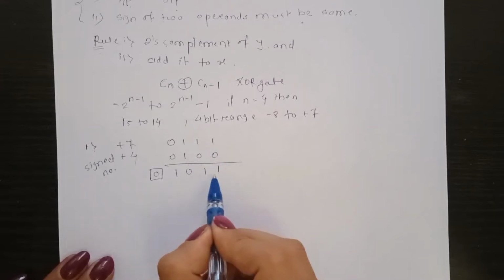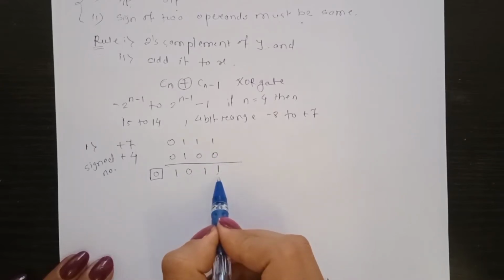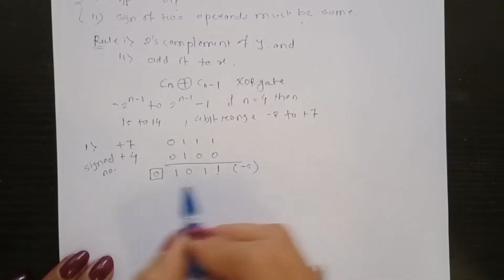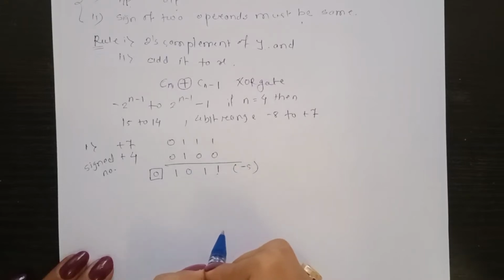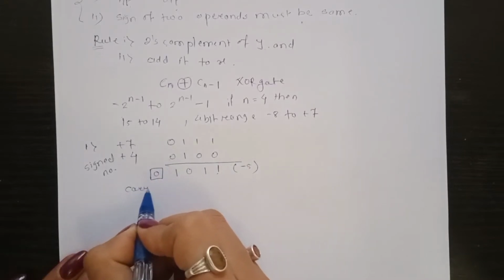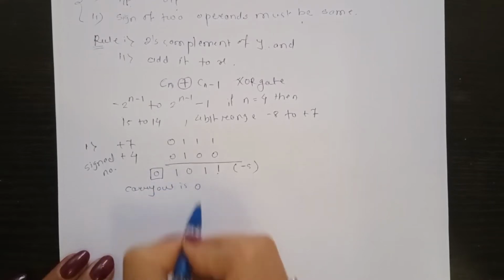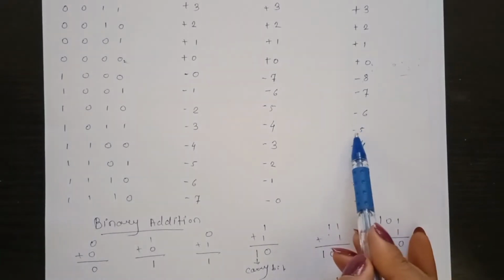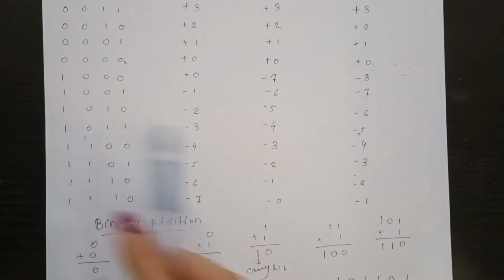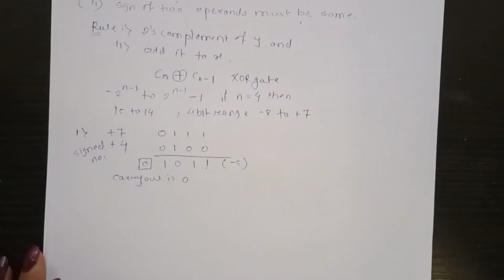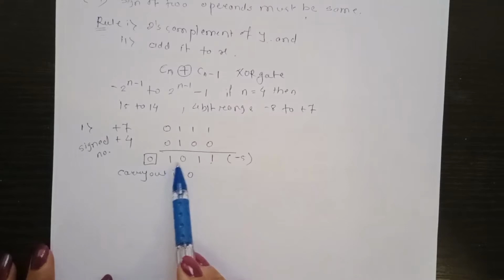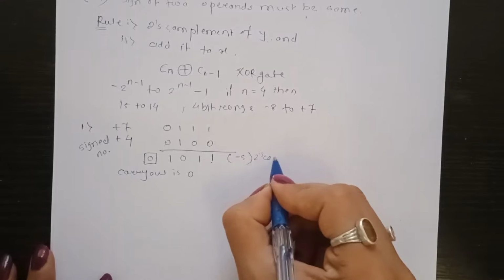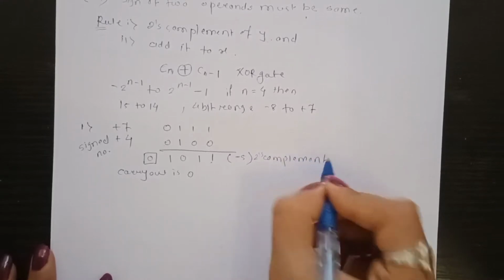Now, what is 1 0 1 1? We have seen the sign and magnitude table. In 2's complement, 1 0 1 1 is minus 5, and your carry out is 0. Look here: in 2's complement number representation, for minus 5 the binary representation is 1 0 1 1. So while adding two signed numbers, here we get 1 0 1 1, that means minus 5 in 2's complement form, and your carry out is 0.